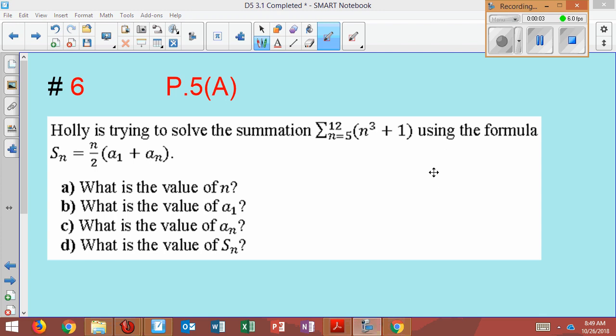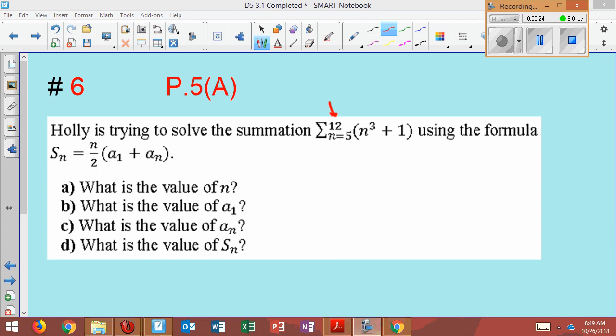Holly is trying to solve the summation, sigma notation, n of 5 up to 12 of n cubed plus 1, using this formula given here. First, it asks, what is the value of n? That means how many terms are there? Now, natural instinct tells us when we look over here that n has total, and it's really referring to this n, the total number of terms would be 7.